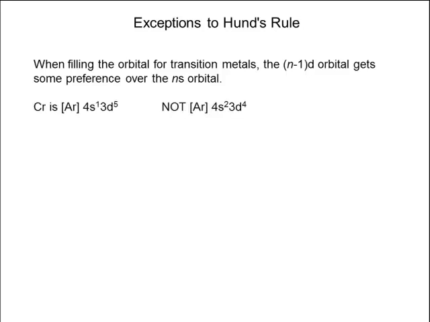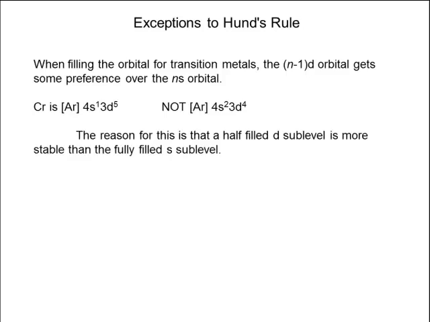If I look at chromium and I were to write out the electron configuration for chromium, it should be argon 4s1 3d5. Using the methods we talked about previously, though, I should have gotten argon 4s2 3d4. Why does it half fill that 4s subshell and half fill the 3d subshell? Having a half-filled d subshell is going to be more stable than having a fully filled s subshell.